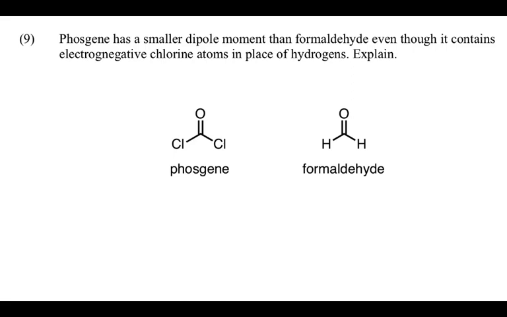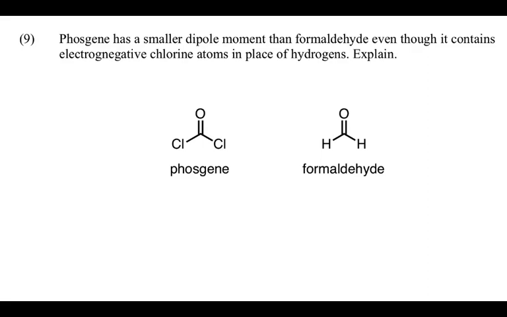Okay? So anyway, why is it that phosgene, even though the carbon-chlorine bond is more polar, has actually a smaller dipole moment than formaldehyde? Why is that? Is it because, with 2 chlorines, the dipole moment gets split between the 2? Yes, it's because, remember, the overall dipole moment is the sum of the individual dipole vectors, right?